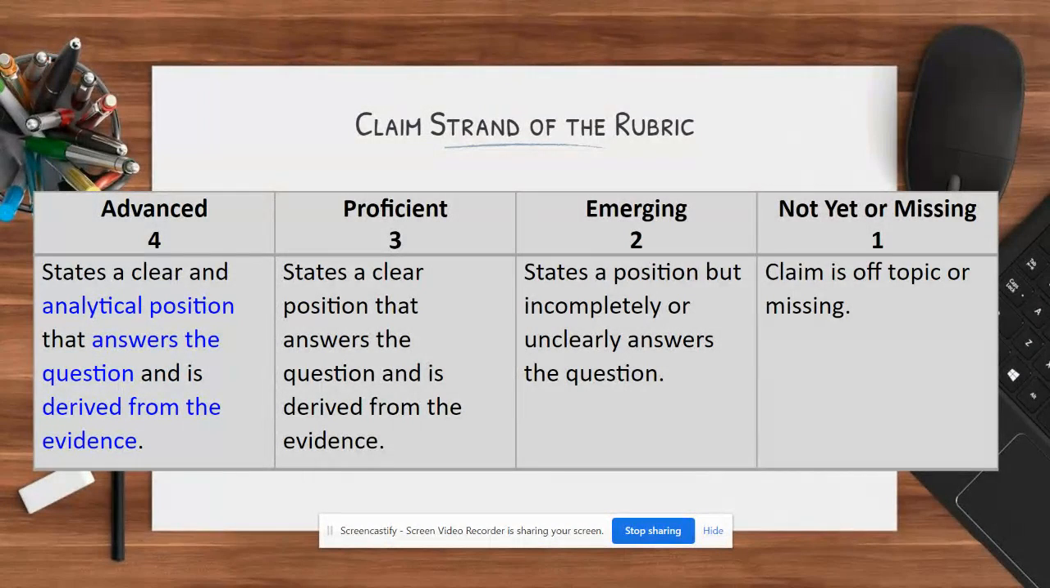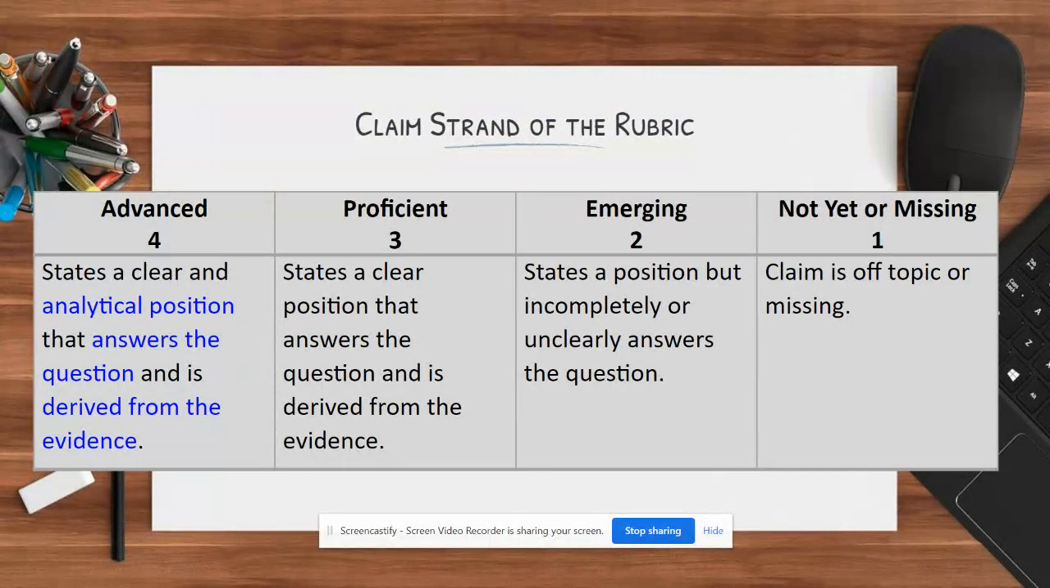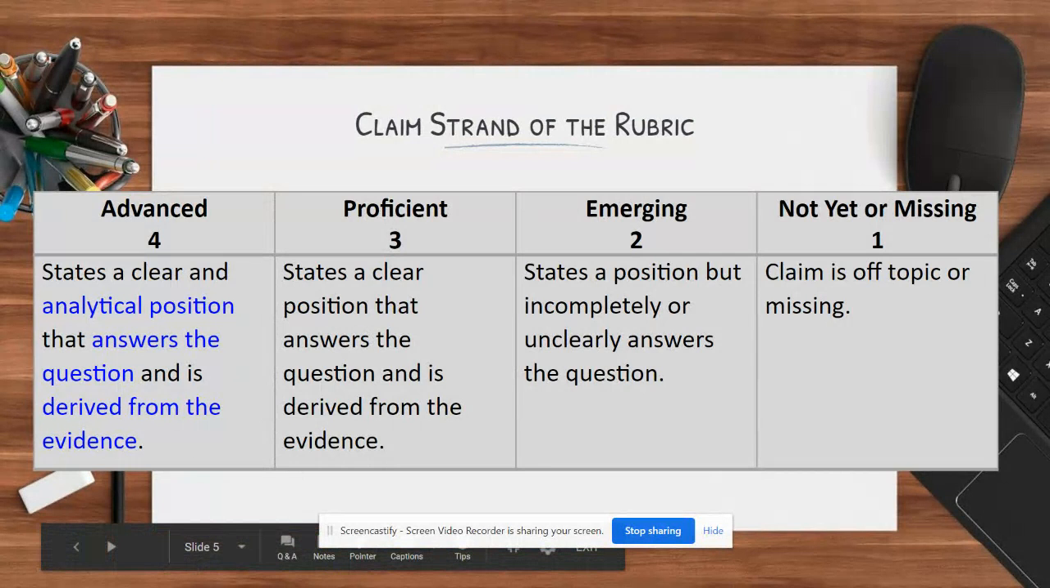So this is what the strand of the rubric for your claim statement looks like. It is a clear stance. It puts things into analytical categories. It takes a position on the question, which then answers that question. And it's derived from the evidence, which you will get into with your specific evidence in your paper. So that is the tips of how to write a successful claim statement.